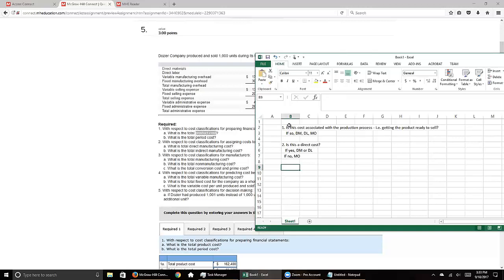And I can sort of amend this one to say, if it's not associated with the production process, it must be a period cost. So always that sort of hierarchy. Is it associated with getting my product finished and ready to sell? Up until that point, it's done and ready. If so, it's got to be a product cost, either direct materials, direct labor, or manufacturing overhead. If not, it's a period cost. We'll expense it below the line, so to speak. If it is a product cost, is it a direct cost? If so, it's got to be direct materials or direct labor. If not, it has to be manufacturing overhead. That's sort of the catch-all for every other product cost that's not direct.